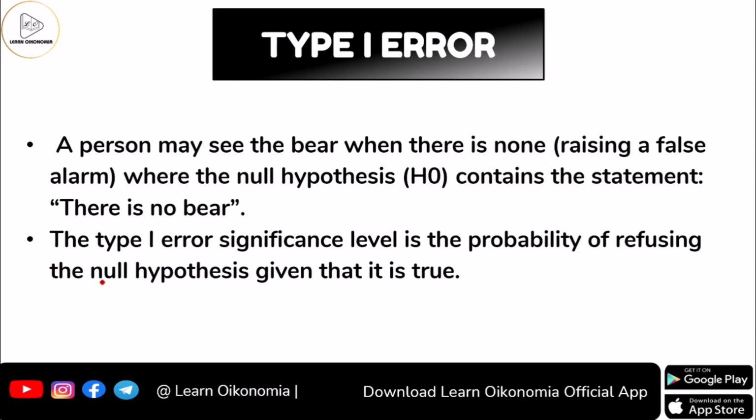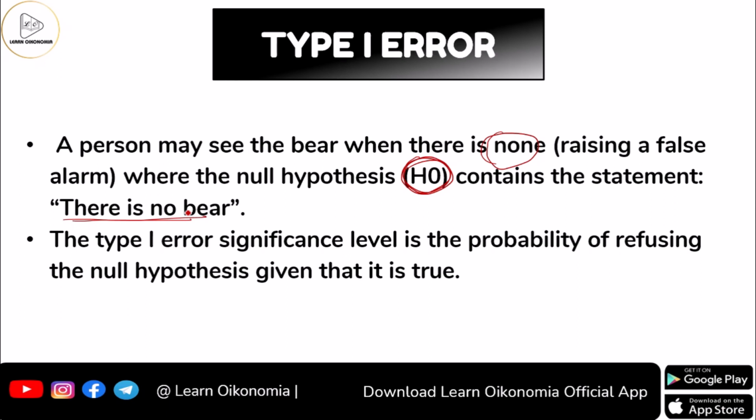Okay, consider more about it. So here, to give you some example from a story, just consider a situation that a person might see a bear. A person may see the bear when there are none of the bears. Actually, there is no bear, but the person may see the bear. So this will be raising something called a false alarm. So here the null hypothesis, this is something that we represent as H0, would be containing a statement that there is no bear.